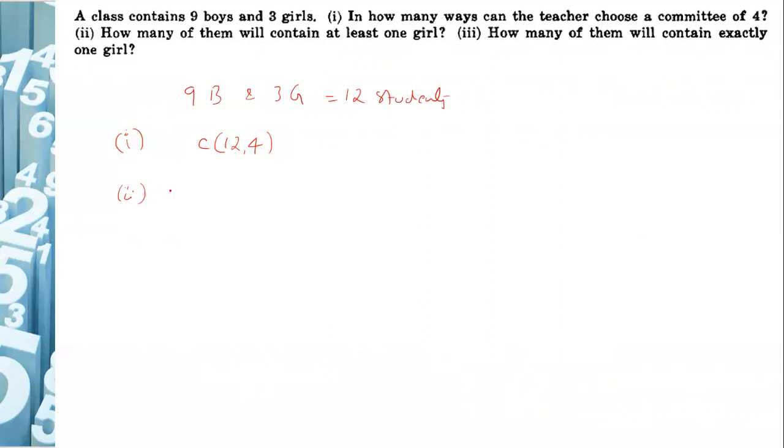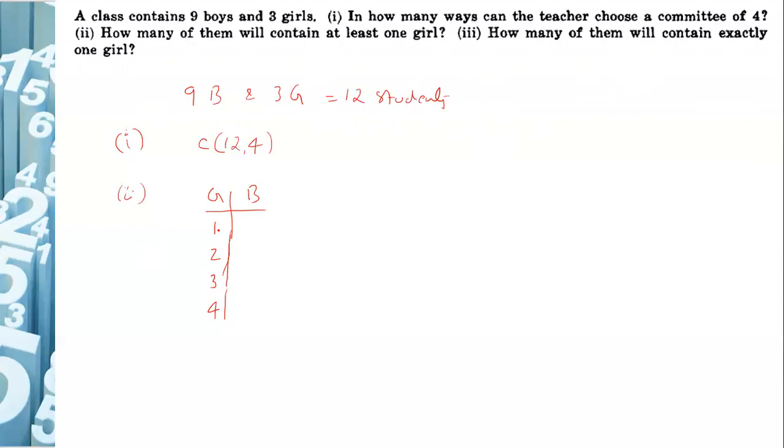But the second question says, how many of them will contain at least one girl? So at least one girl should be there. Now the choice: I have girls and boys, 2 possibilities. One girl must be there in the committee, that is the condition. So girl must be included. What are the possibilities? Totally I want 4, but minimum one girl should be there. So one girl, or 2 girls, or maybe 3 girls, or maybe 4 girls also. This is the condition: minimum one girl. At least means minimum; minimum one should be there.